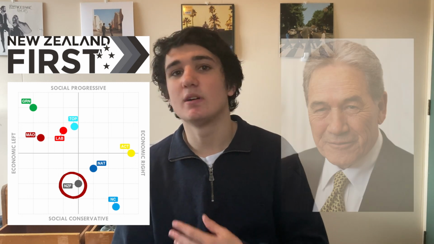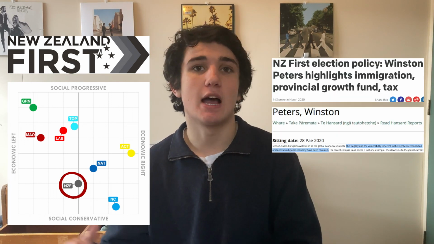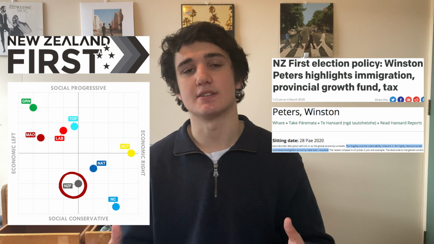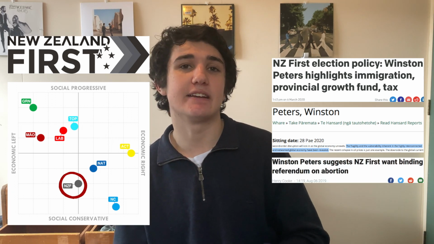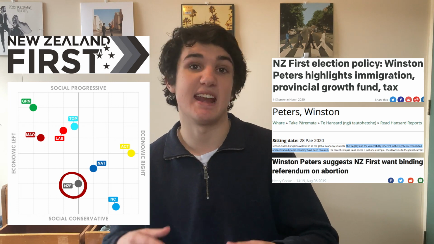Then we have New Zealand First. They are currently in government in a minority coalition deal with Labour. Their leader, Winston Peters, currently serves as our Deputy Prime Minister. New Zealand First supports nationalist and populist ideologies. In the former, this means limiting immigration and relying less on other countries for our goods and services. In the latter, this means advocating for referendums on things like abortion, euthanasia, cannabis, and other conscience issues. Economically, they're pretty centrist.